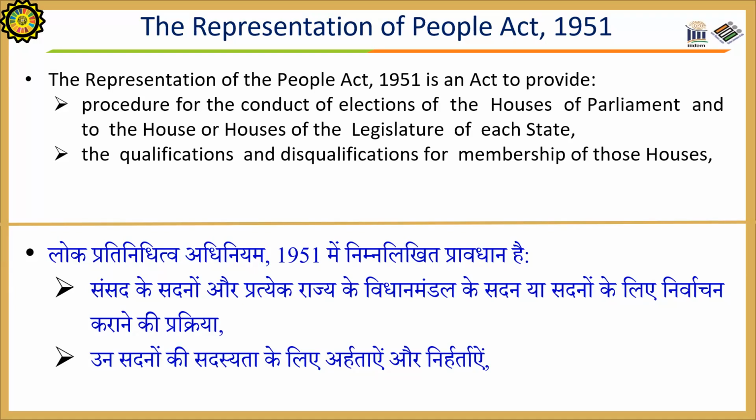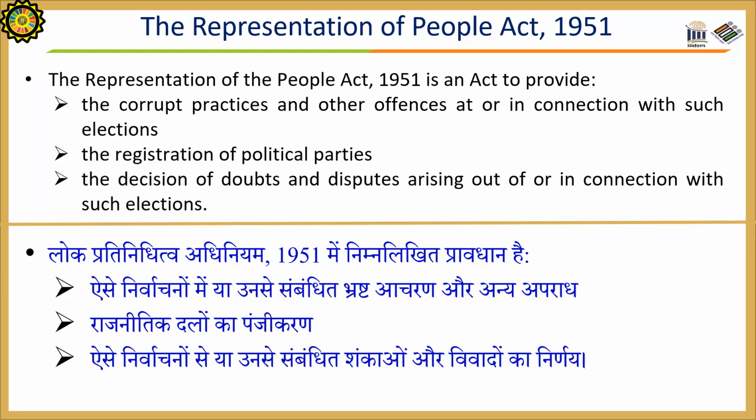Now we will discuss the Representation of People Act 1951. The Representation of People Act 1951 is an act to provide the procedure for the conduct of elections of the Houses of Parliament and to the House or Houses of the Legislature of each state, the qualifications and disqualifications for the membership of these houses, the corrupt practices and other offences at or in connection with such elections, the registration of political parties, and the decision of doubts and disputes arising out of or in connection with such elections.